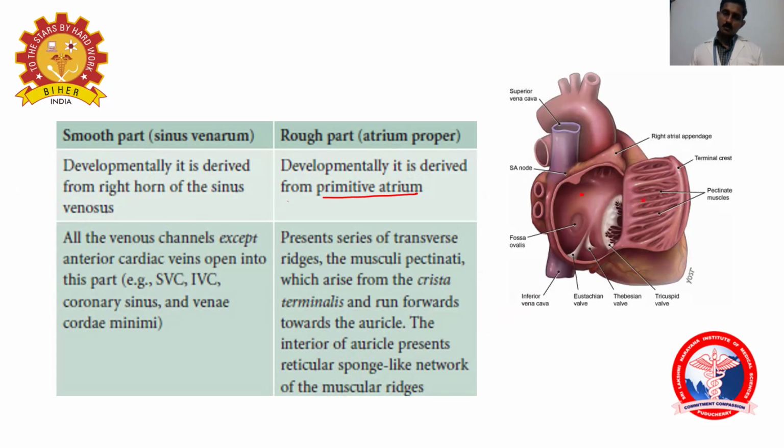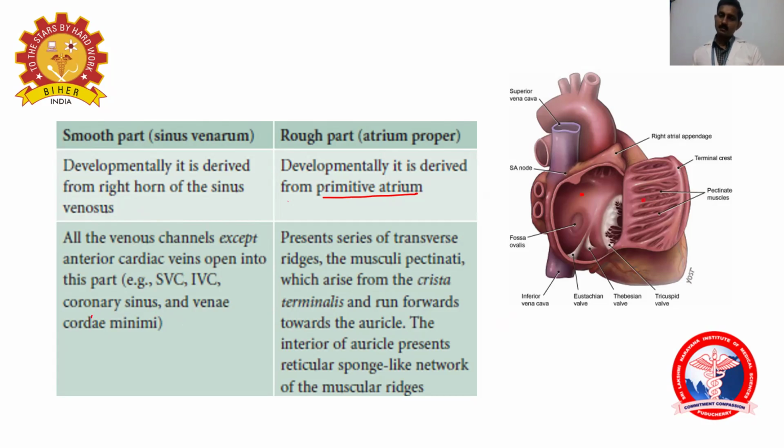What is there in the smooth posterior part? The smooth posterior part is actually not a chamber which is directly formed from the swelling. It is the right horn of the sinus venosus. The sinus venosus will get absorbed into the right atrium and forms the smooth posterior part. The next difference is that all the venous channels except the anterior cardiac veins open into the smooth posterior part. So here you can see all the venous channels. We saw IVC, SVC, coronary sinus, venae cordis minimi, everything opens into the smooth posterior part.